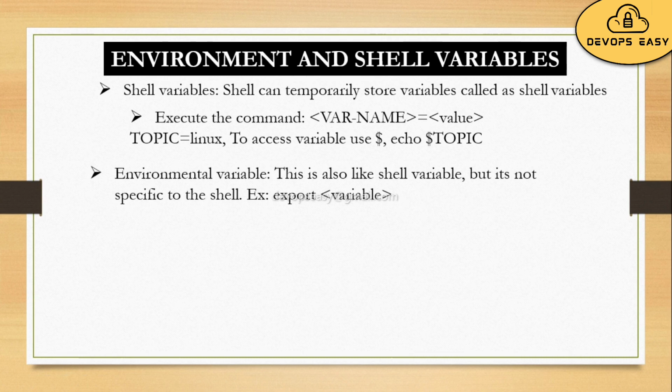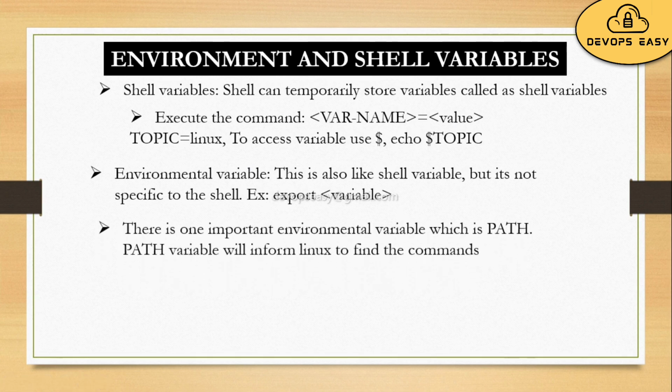Coming to the environmental variable, it has the capability to store values. If you treat it as version 2.0, a shell variable is just a temporary variable. Whenever you exit your server, your variable will be gone. But an environmental variable will store your value permanently. You can treat them like that.